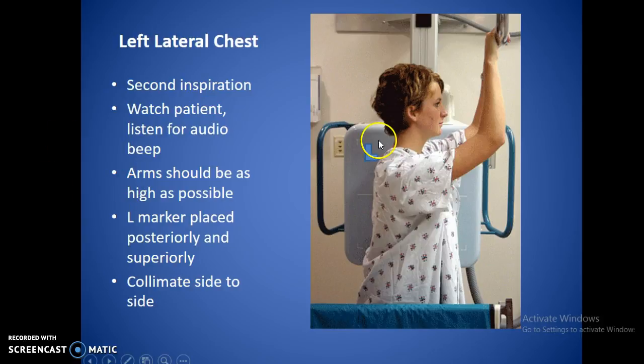Arms should be as high as possible. This could probably go up a little bit higher. You can see probably that there's going to be a little bit of soft tissue here. So if she slides her hands forward and gets her wrists a little bit higher on there, that will actually raise her arms a little bit more.